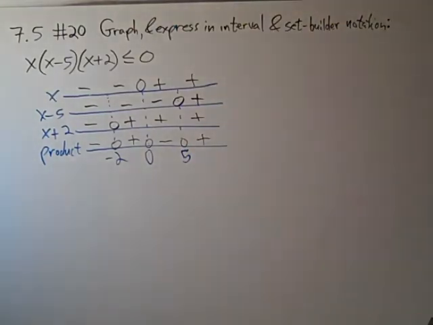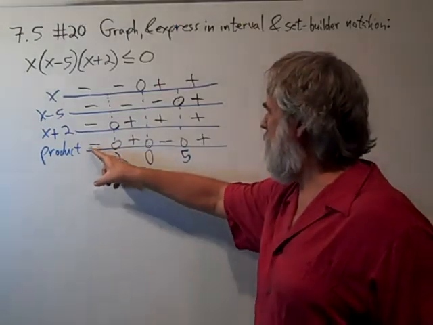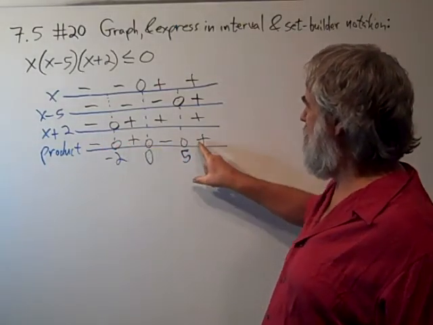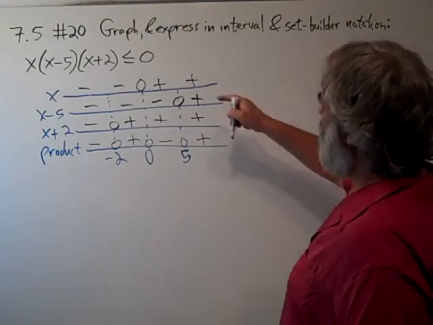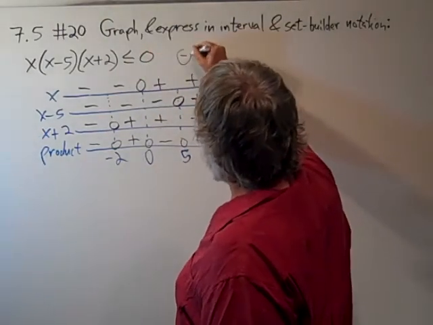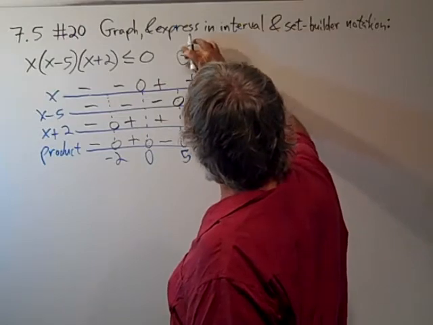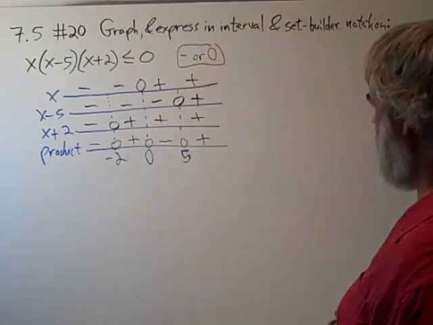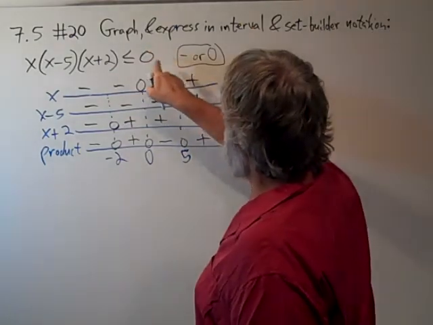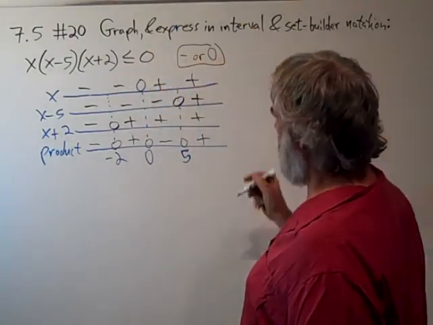So we now know everything about the product. When is it negative? When is it 0? When is it positive? So to graph the solution, we're graphing where are all the negatives or 0. Negative or 0 is what we're looking for in this chart, because it's less than or equal to, meaning negative or equal to 0.